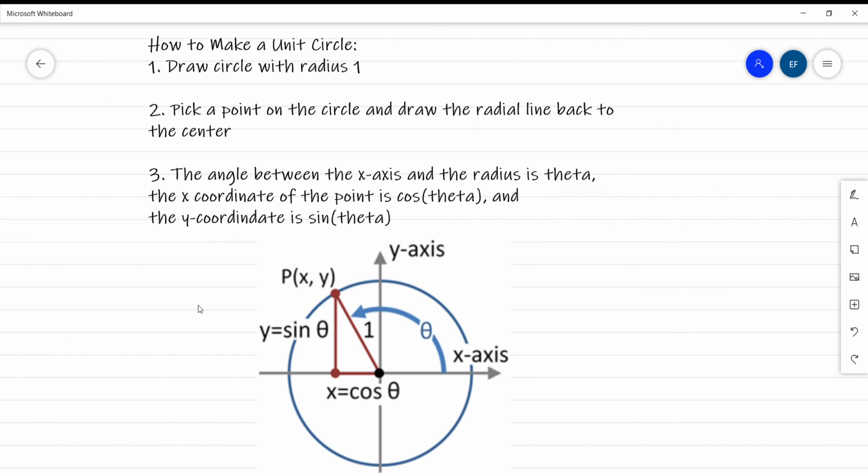So I encourage you to draw some unit circles on your own, pick some points, measure the angle with a compass, for example, and try out some trig values on your own. It takes a bit of practice, but it's going to be very helpful for your future geometry studies.